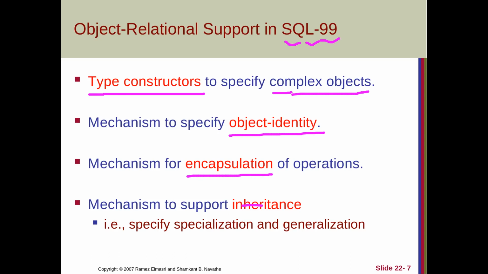Now similarly, a mechanism to support inheritance. As you know, in an object-oriented system, object-oriented database or any object-oriented language, inheritance is a major feature. So SQL 99 also supports inheritance, which relates two different types or two different classes.